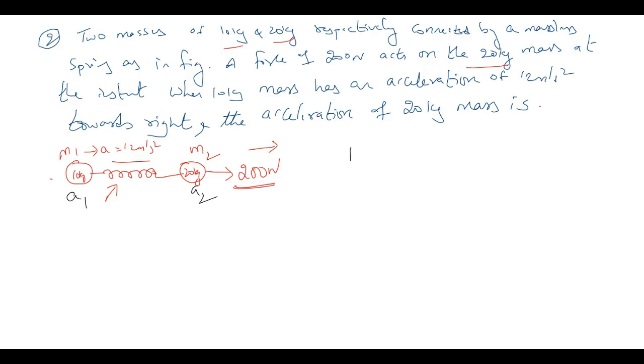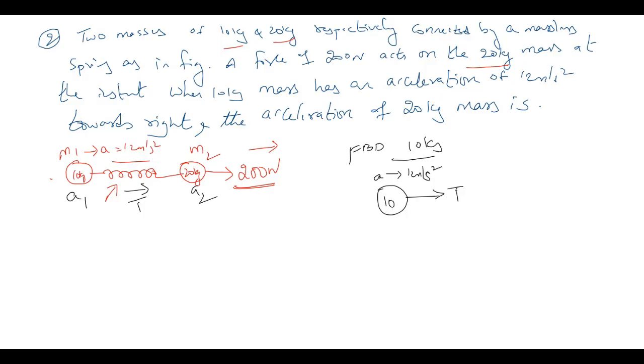Okay. Now let us take free body diagram. Let us take free body diagram for 10 kg mass. So this is a 10 kg mass. This side tension will be there. And acceleration will be this side. That is 12 meter per second square they gave.